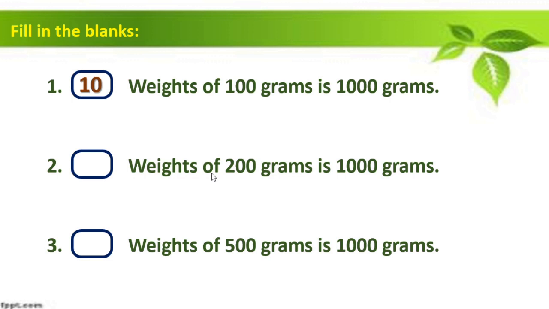Okay, we'll move to the second one. Dash weights of 200 grams is 1000 grams. How many? Half of this. Correct? So 5 weights of 200 grams is 1000 grams. Now here, dash weights of 500 grams is 1000 grams. 500 grams is nothing but half kg, and 1000 grams is equal to 1 kg. So very easy it is. 2 weights, isn't it? Half plus half gives full. Right? Okay.